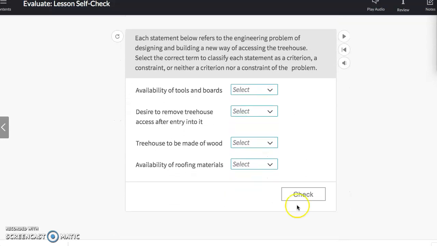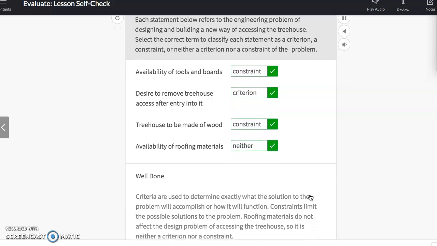Okay, each statement is an engineering problem. We have to decide if it's a criteria or constraint. It's a constraint to think about if you need tools and boards. Criterion in terms of how to get in. If you want it to be made of wood or not, that could be a constraint. Roofing materials, doesn't really matter. It's not part of the problem. There you go.